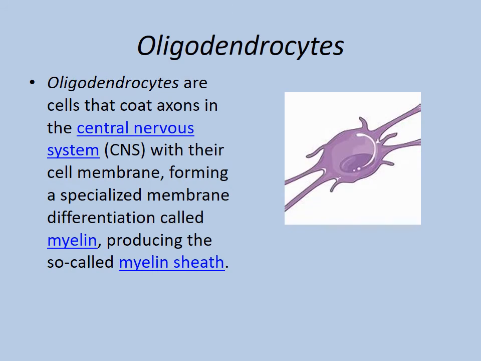Then the oligodendrocytes. The oligodendrocytes are the cells that produce the myelin sheath around the nerve fibers in the central nervous system, and their analog in the peripheral nervous system, as we have discussed, is the Schwann cells.